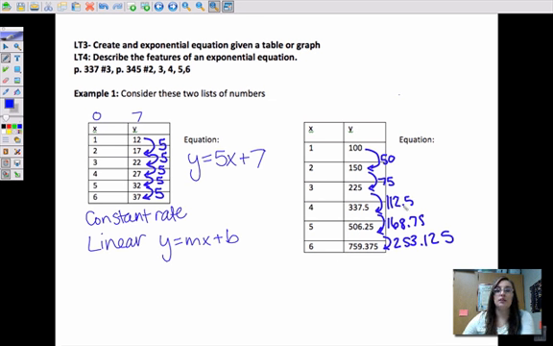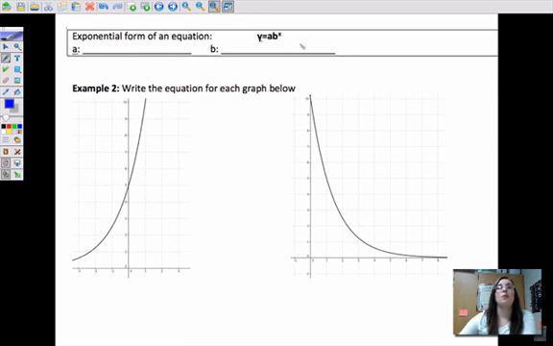All right, when I look at this one, obviously not a constant rate, so we have to look for a different form for what's happening in this equation. So we're just going to leave this as a question mark for right now, and we're going to come back to it after I show you the type of equation we're talking about. So when I get to a table that goes up not at a constant rate, something I might consider is an exponential form for an equation.